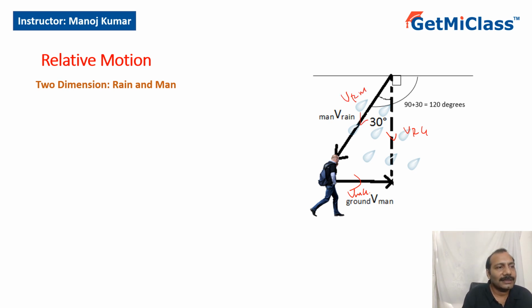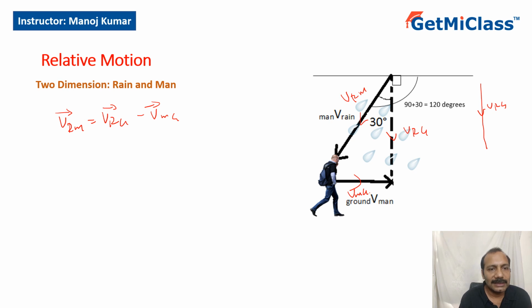What does my formula say? Velocity of rain with respect to man equals velocity of rain with respect to ground minus velocity of man with respect to ground. This is the formula. So I use the same triangular law of addition here. This is velocity of rain with respect to ground. Now this is velocity of man with respect to ground. This will be minus velocity of man with respect to ground. Now I complete the triangle. This is how we get it. So in this way I can find it out.